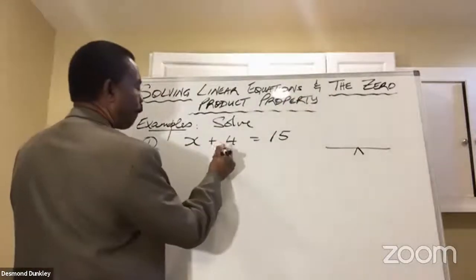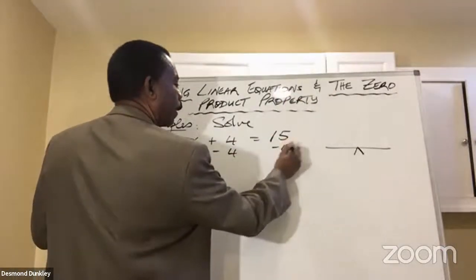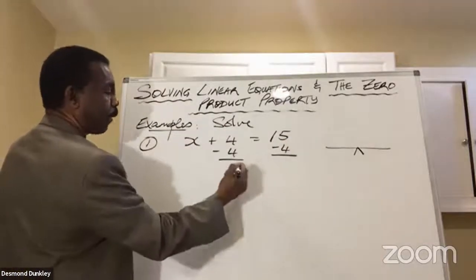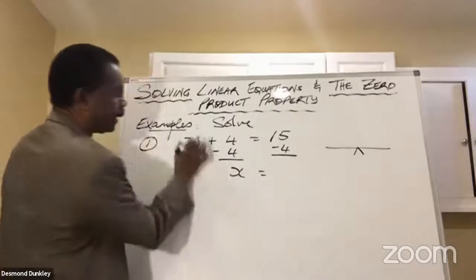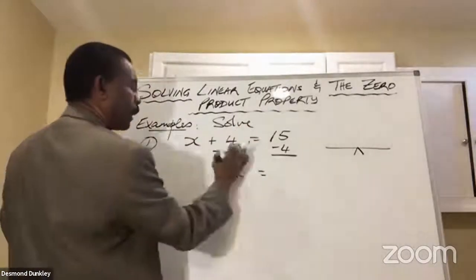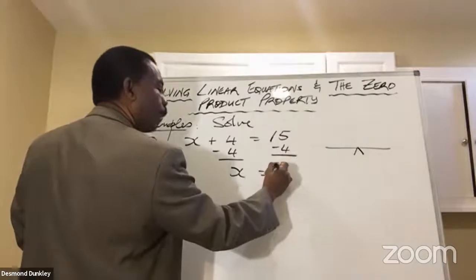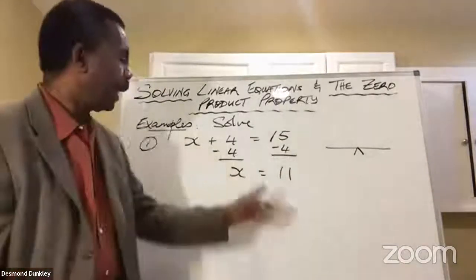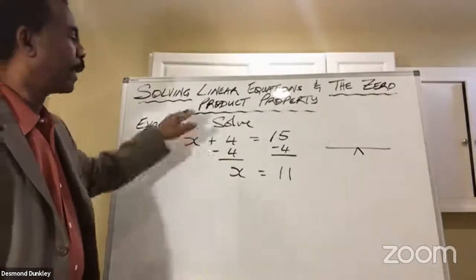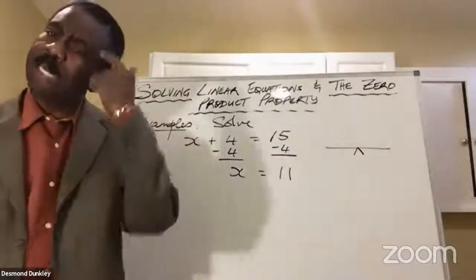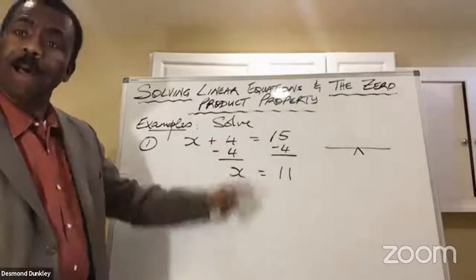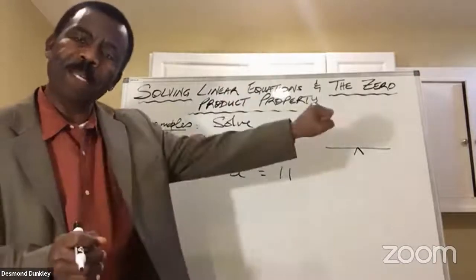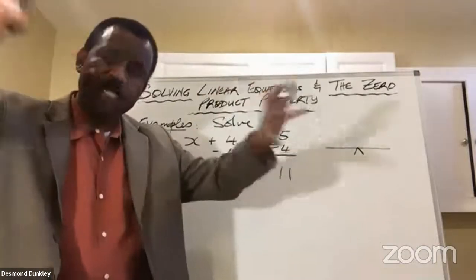So we subtract 4 and we end up with 4 take away 4 is 0. So what is left on the left-hand side is x. 15 take away 4 is 11. And I propose to you that 11 is the value of x that satisfies that equation. Let's check. 11 plus 4, 15. So 11 is really correct because we have 15 on the left, 15 on the right, so it is balanced.